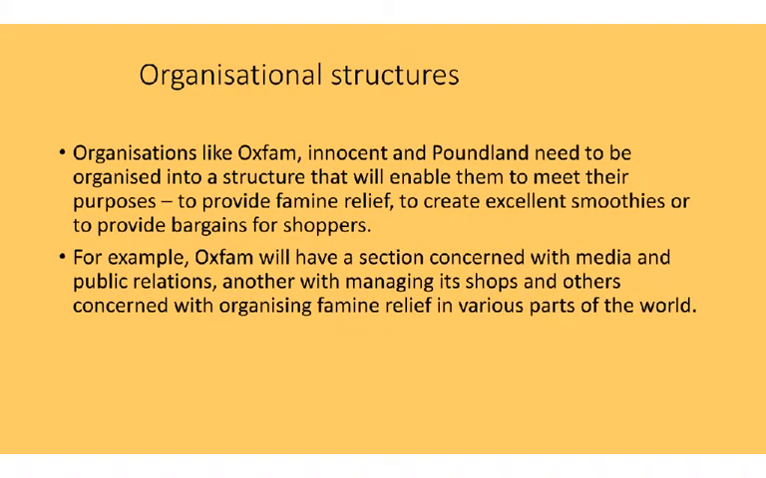Organisation structures then. Organisations like Oxfam, Innocent and Poundland need to be organised into a structure that will enable them to meet their purposes. So to provide famine relief, to create excellent smoothies, or to provide bargains for shoppers. So for example, Oxfam will have a section concerned with media and public relations, another with managing its shops, and others concerned with organising famine relief in various parts of the world.